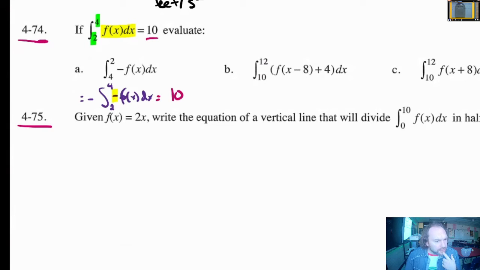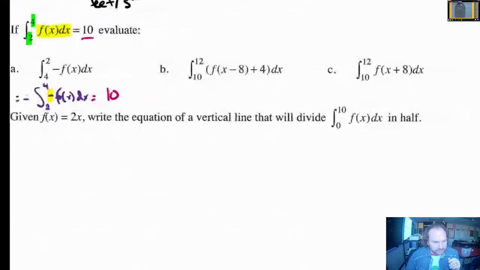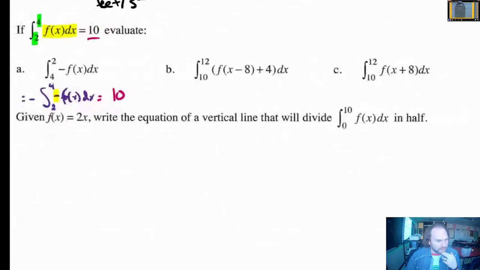For B, I noticed B and C are both going to be one of those horizontal translation problems that we've dealt with here. So what I noticed is that they added 8 to 2 to get 10, and they added 8 to 4 to get 12. And they subtracted 8 from x to slide it to the right 8 spaces. So this is going to be the same value. Then there's that plus 4, though. This has got a vertical translation of 4 on it also.